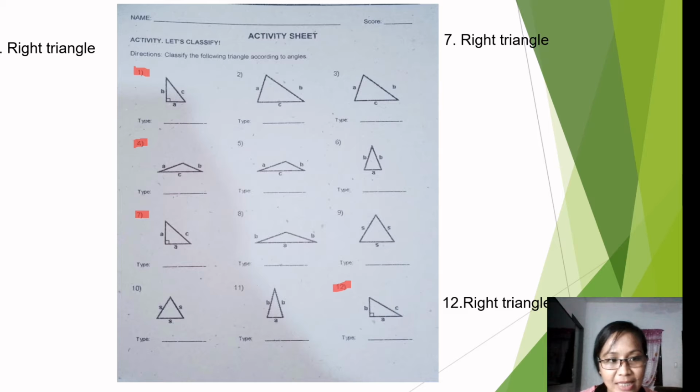Number 4, as you can see, this angle is too wide. That means that is more than 90 degrees. Therefore, number 4 is an obtuse triangle.